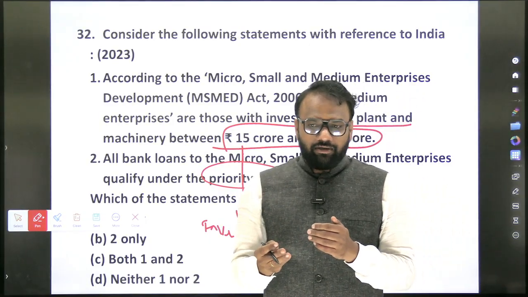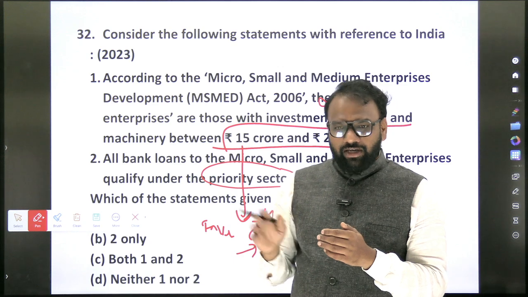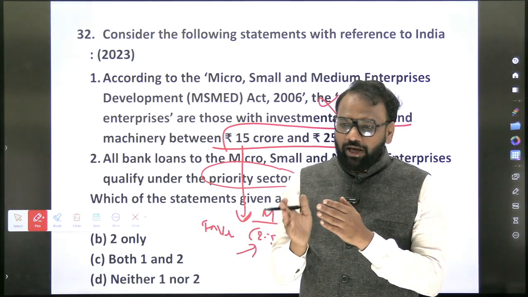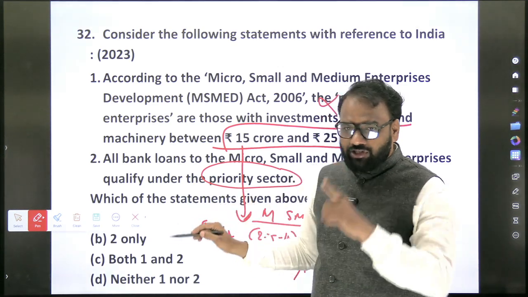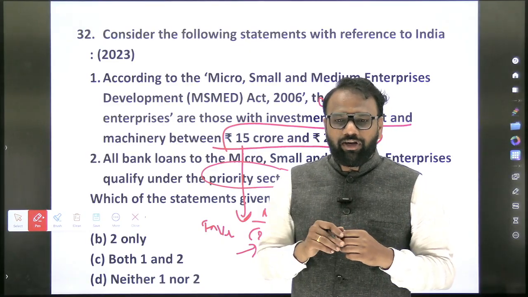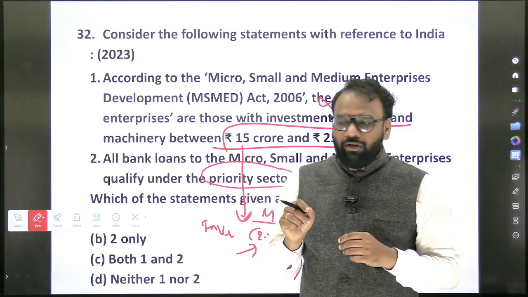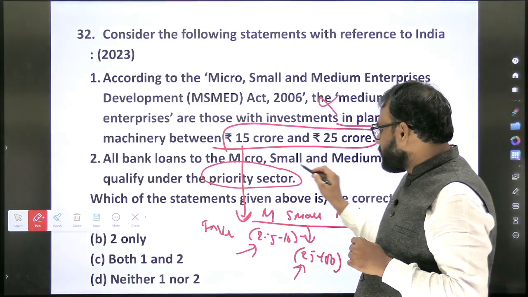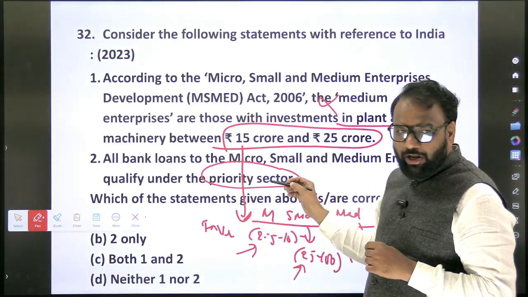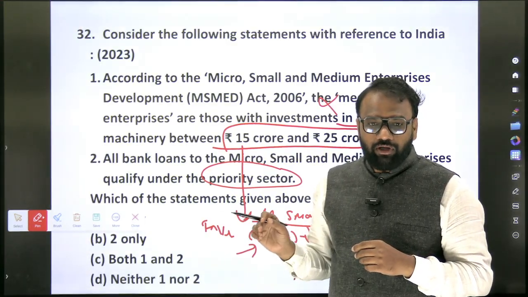Education. Next, agriculture. MSMEs, they come under the priority sector. And this kind of question has already appeared in 2012 or 13. It means it's a very important topic. Now the tricky part here is: all the bank loans to the MSME, whether they qualify under the priority sector, what is the answer? True. It is true. So this is very important.